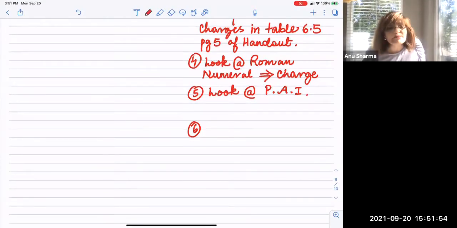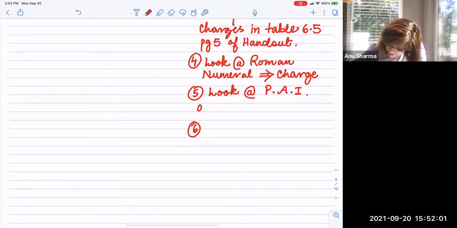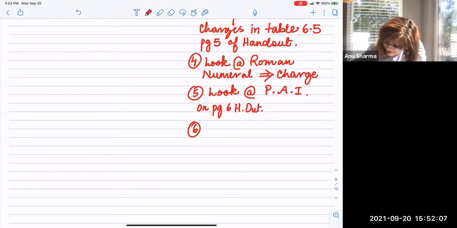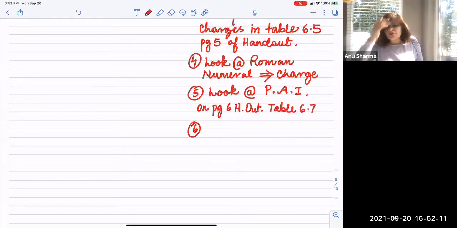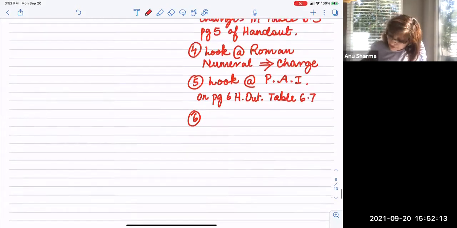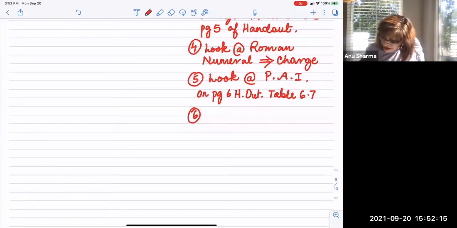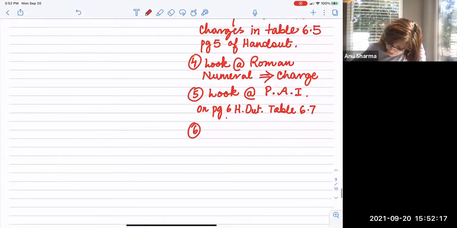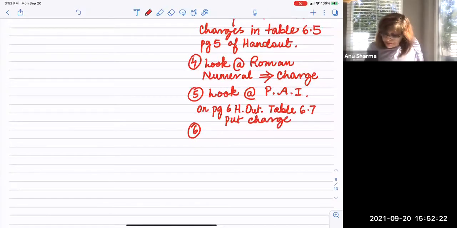You should ideally memorize the polyatomic ions, but in case, look at the polyatomic ions on page 6 in the handout. This is table 6.7, and you can also add from other sources. Okay, anyways, let's move forward. So we put the charges. For polyatomic ions, we put the charges.